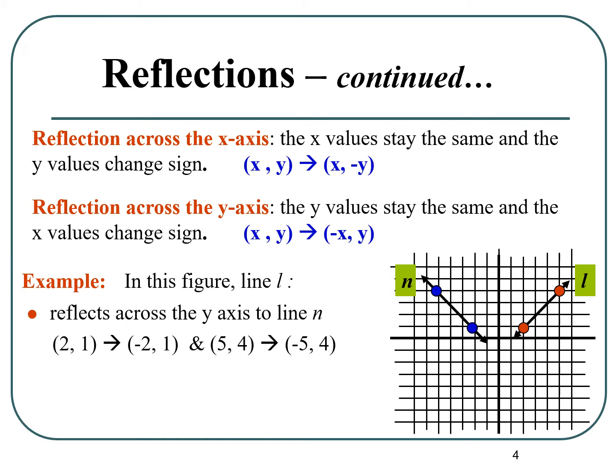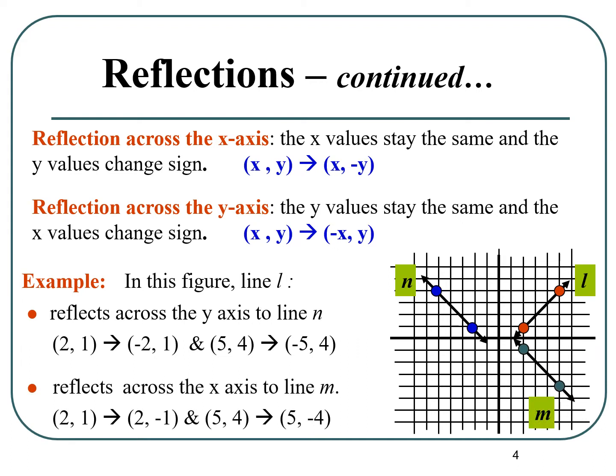So for example, in this figure, line L reflects across the y-axis to line N. So therefore, from (2, 1), we have (negative 2, 1). We copy the y coordinate 1 and then we take the opposite of 2, which is negative 2. And then from (5, 4), it will become (negative 5, 4). So we copy the y coordinate and then we take the opposite of 5, which is negative 5.